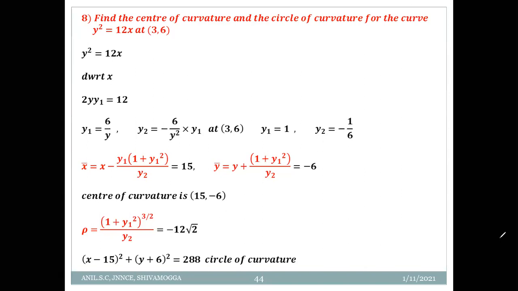Now find radius of curvature. Center of curvature is 15 comma minus 6. Now you find radius of curvature, rho. Rho is given by 1 plus y1 square whole power 3 by 2 divided by y2.